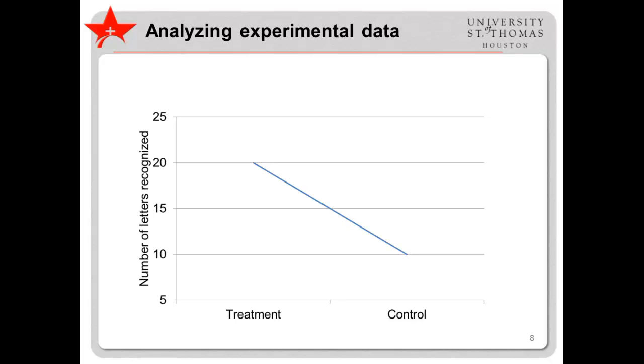The teacher then tested the students to see which group recognized more letters. The treatment group recognized a mean of 20 letters, whereas the control group recognized a mean of 10 letters, only half the amount that the treatment group recognized. If the t-test of this difference were significant, we would conclude that 4 weeks of flashcard exposure is effective for improving letter recognition in preschoolers.